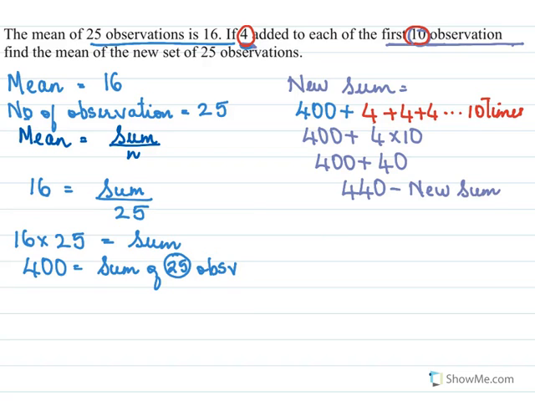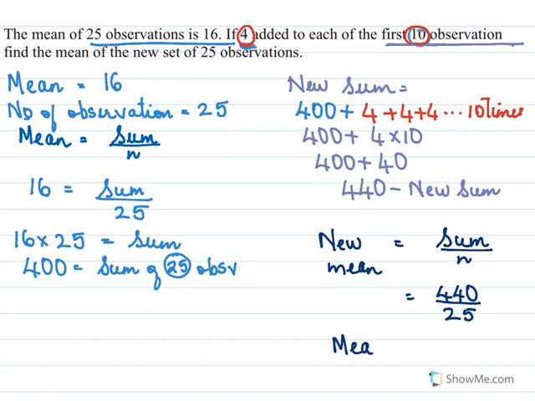Now that we know the new sum, let's find the new mean. Equal to sum over number of observations, that is 440. Number of observations here is 25. So the mean is 17.6, the new mean.